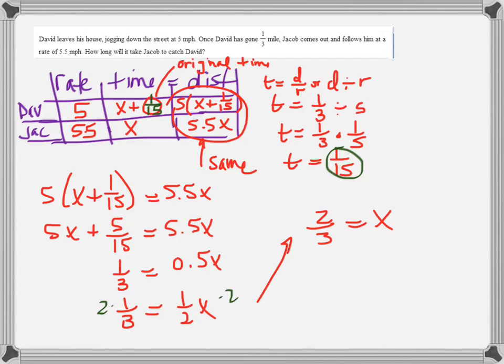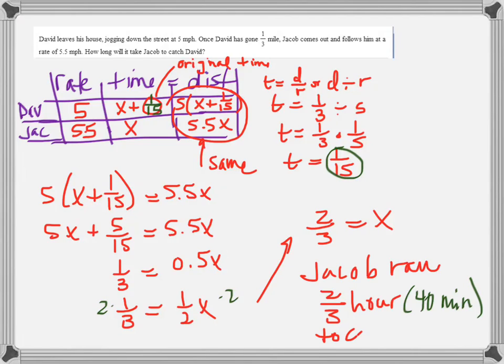Now, what does that mean? If you look back in the chart, that's how long Jacob ran. Remember, he started later, and David would have run 2/3 plus 1/15. But the question is, how long will it take Jacob to catch David? So we're only interested in how long Jacob ran, which is x. So the answer is that Jacob ran 2/3 of an hour, so not a whole hour. It's really 40 minutes. I hope that makes sense.